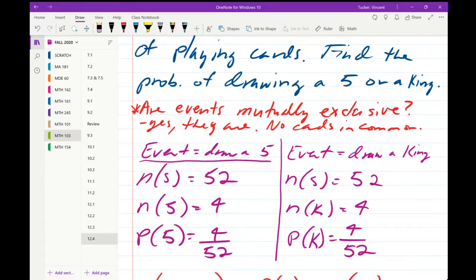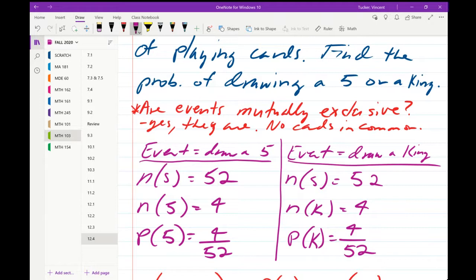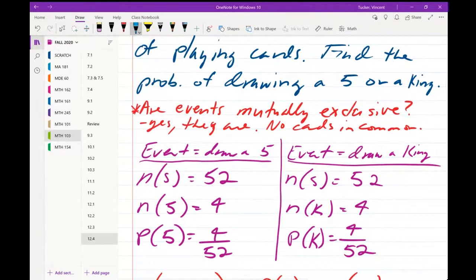Same thing happens for drawing a king. There are 52 cards in the deck, the total number of possible cards. There are 4 kings in the deck: king of clubs, king of spades, king of hearts, king of diamonds. So there's 4 kings in the deck, just like there are 4 5s in the deck. Then you place that 4 over 52, and that's the probability of getting a king.